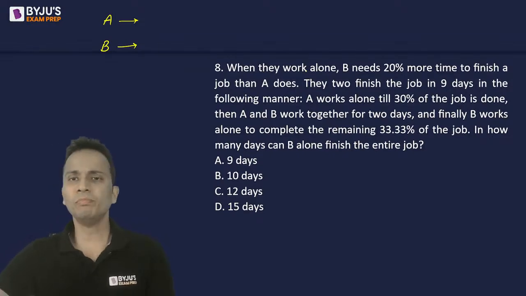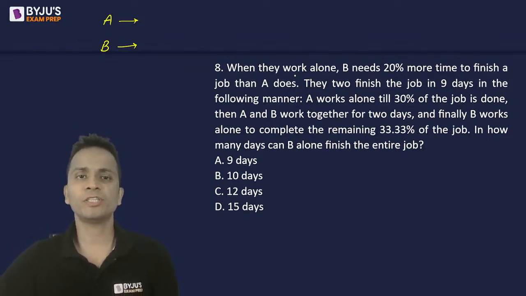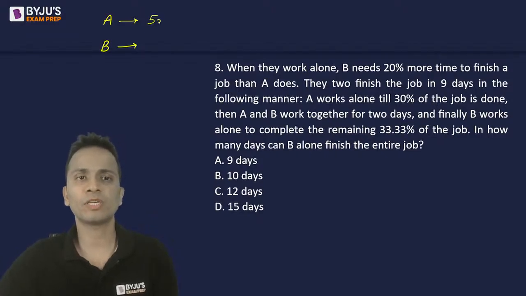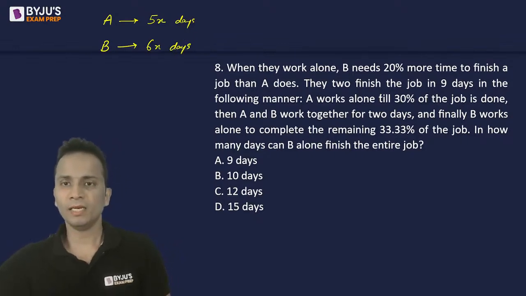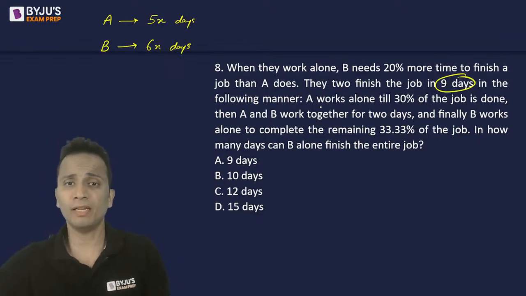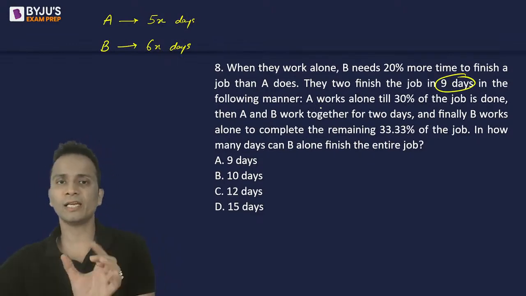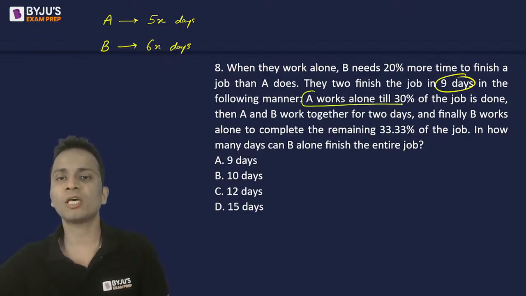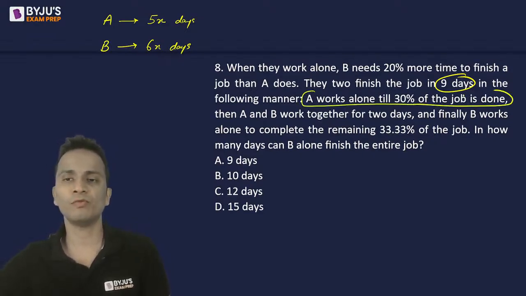Now, when they work alone, B needs 20% more time to finish the job than A does. So I'll assume that A can finish the work in 5x days. B will take 20% more time. That means B will take 6x days to finish this work, right? Now they finish the work in 9 days in the following manner. Total 9 days lage hain, but let's see what manner they are doing. So first of all, A works alone till 30% of the work is done.